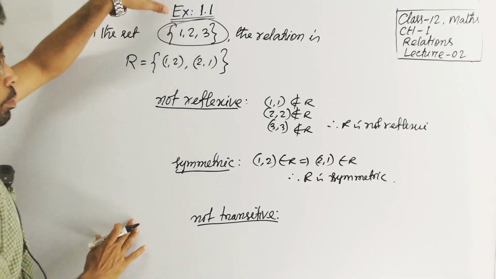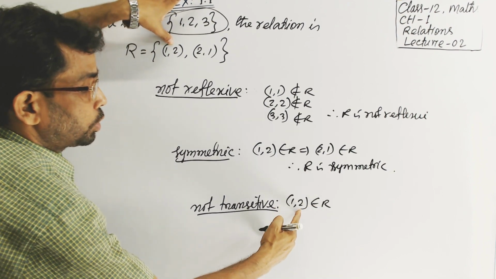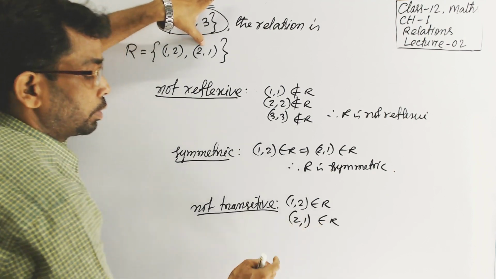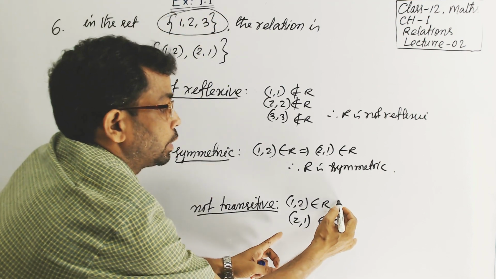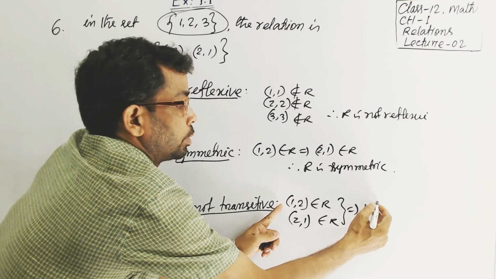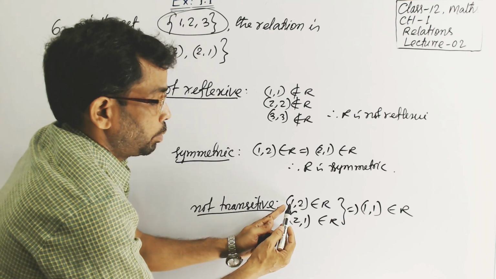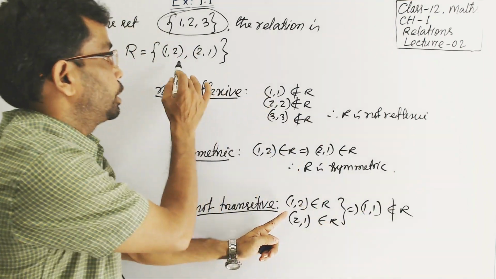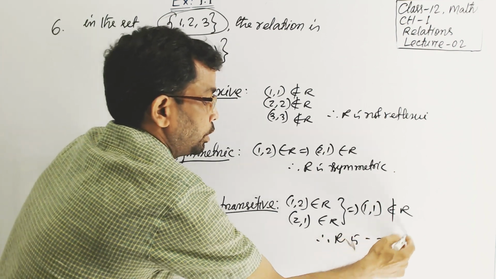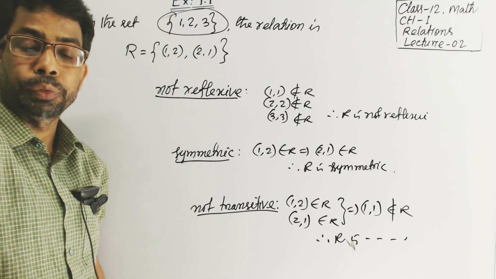Now for transitive, (1, 2) is in the relation, and starting with 2, the next pair (2, 1) is also in the relation. (1, 2), (2, 1), and the pair made by the first and last, that means (1, 1), also must be in the relation. Then only we can say it is transitive. But the pair made by the first and last, that is (1, 1), is not there in the relation, and therefore the relation R is not transitive. So it is not reflexive but symmetric and not transitive.